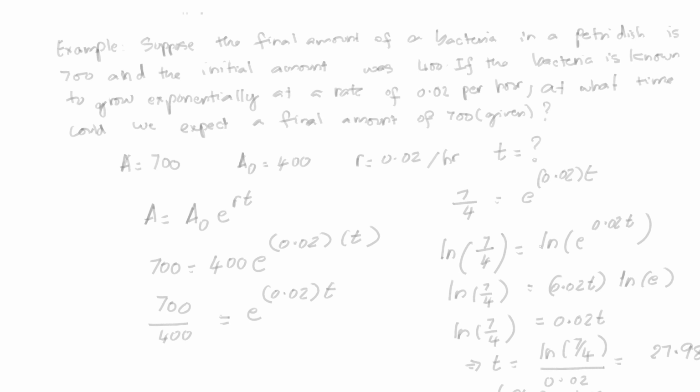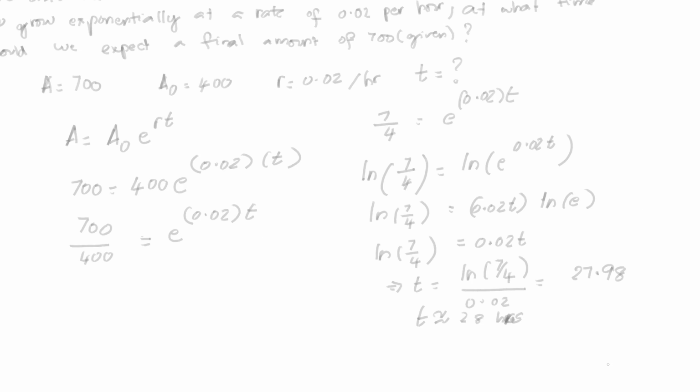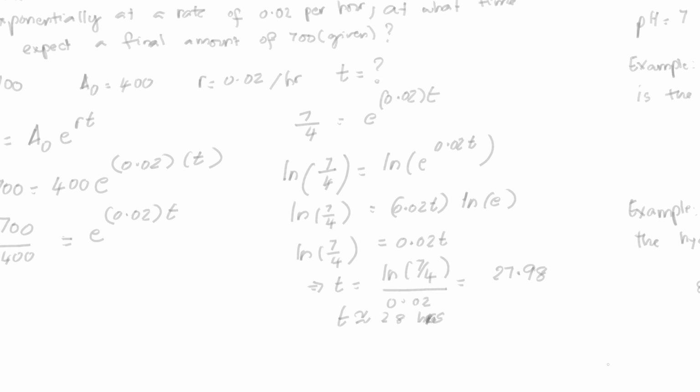By taking natural logarithm on both sides and using the power rule, the 0.02t comes out to the front, and we have natural logarithm of e, but natural logarithm of e is just 1. So 0.02t would be equal to natural logarithm of 7 over 4, and by dividing by 0.02 on both sides, we could solve for t as 27.98, which gives us an approximate value of 28 hours. So if you started with 400 bacteria, we'll expect to have 700 bacteria at 28 hours.